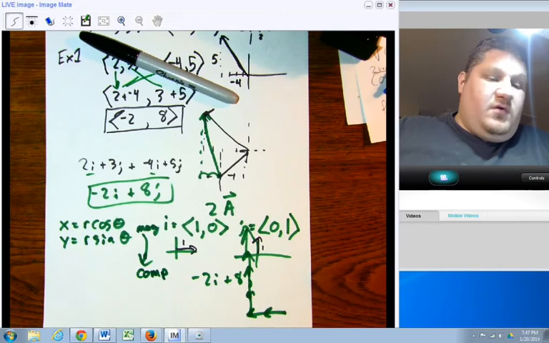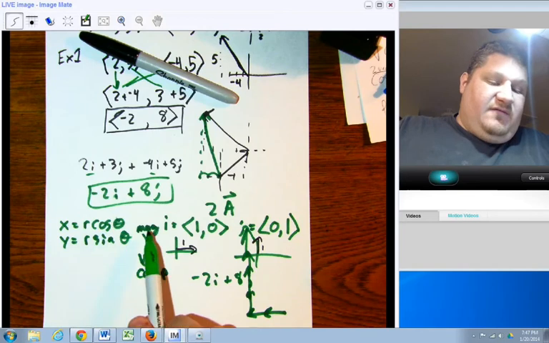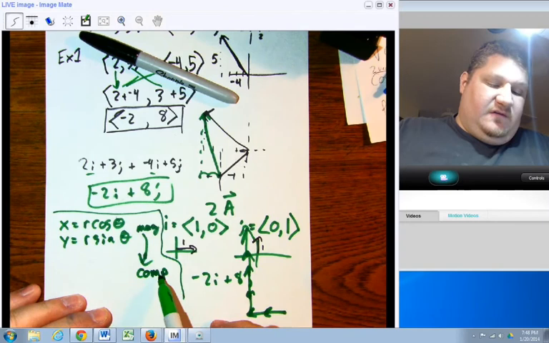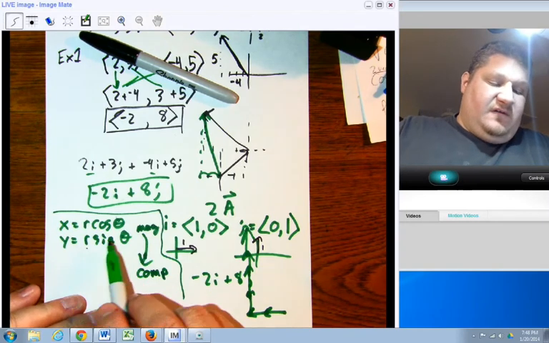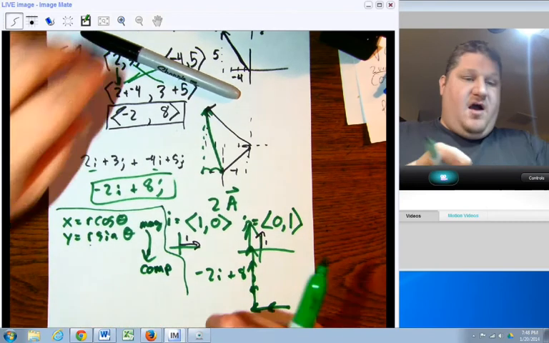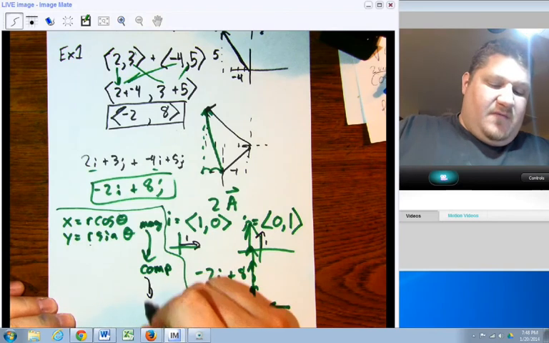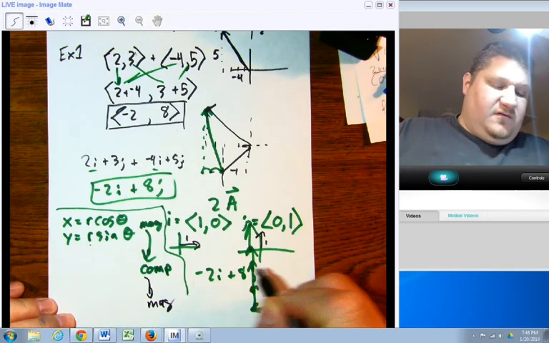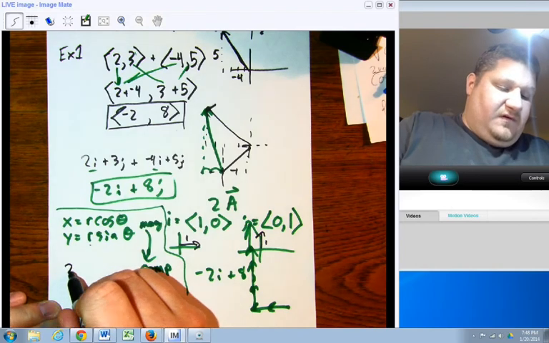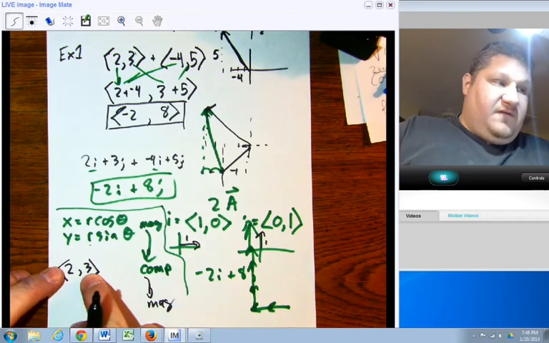Now, real quick refresher, we used x equals r cosine theta if we're given magnitude and direction. And that moves us to the x component. We used r sine theta to find the y component given magnitude and direction. Now what we need to do is find something that moves us from component back to magnitude and direction. So if I was given, for example, 2 comma 3, what I would need to do is find the magnitude.